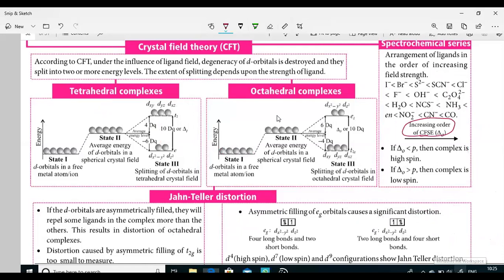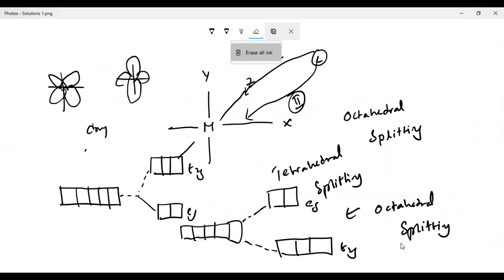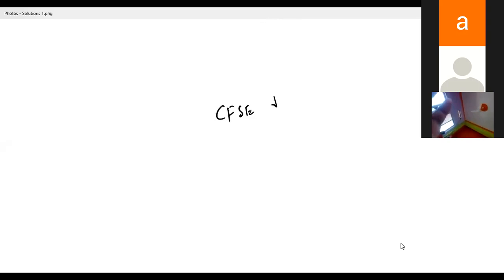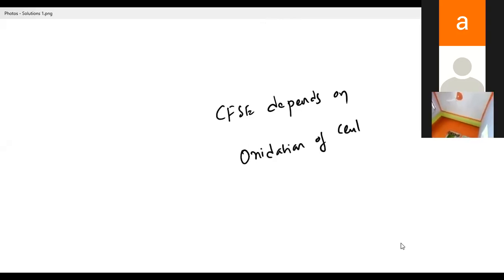Crystal field stabilization energy. So on what factors will this CFSE depend? CFSE depends upon the oxidation state of the central metal ion. Very important. CFSE depends upon the oxidation state of the central metal ion.